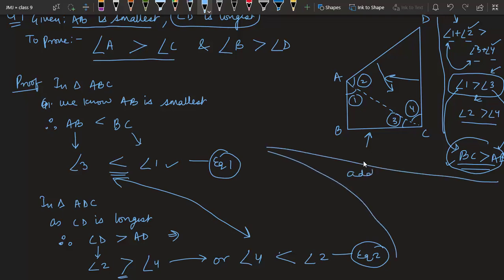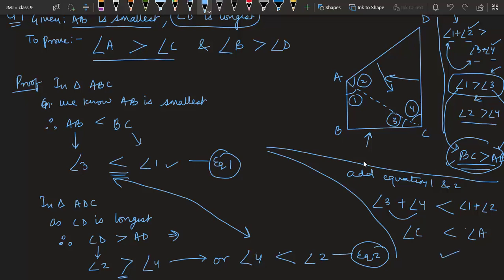So let's add equations 1 and 2. We will get angle 3 plus angle 4, which is less than angle 1 plus angle 2. And if you see, 3 plus 4 is nothing else but angle C, and 1 plus 2 is your angle A. And very easily we have proved the first part, which we can say as case 1 we have done. I hope you understood this one.